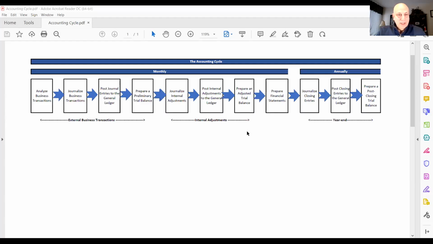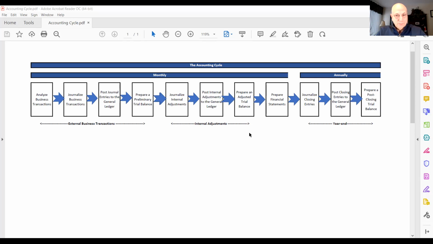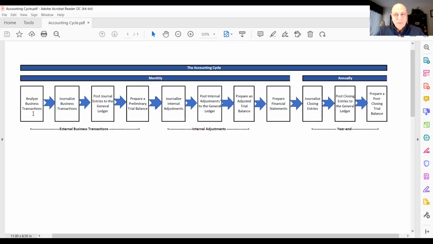Okay, so on my screen, you'll see the accounting cycle. And we focused on the first couple of videos, analyzing business transactions, journalizing them, posting them to our ledger. We use T accounts for that. And we arrived at our preliminary trial balance.